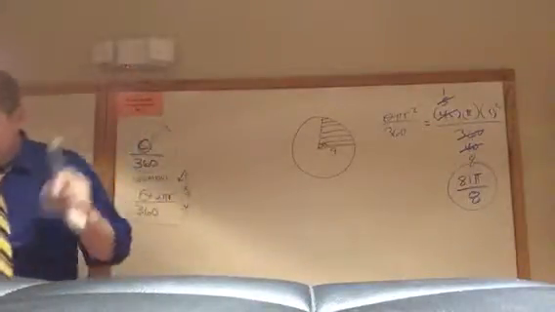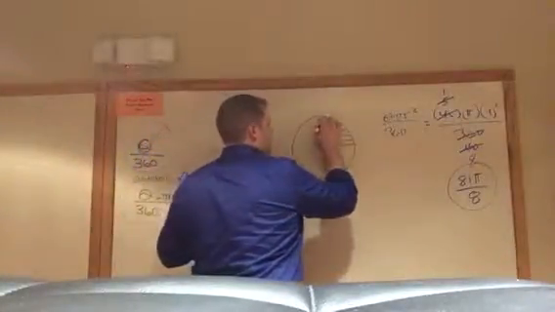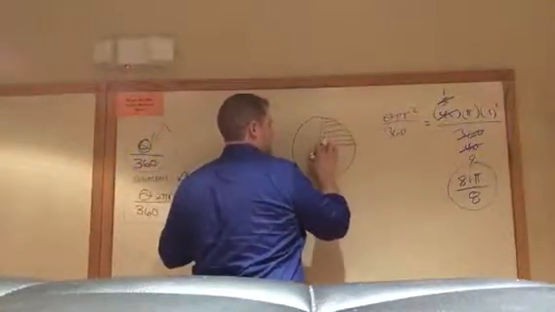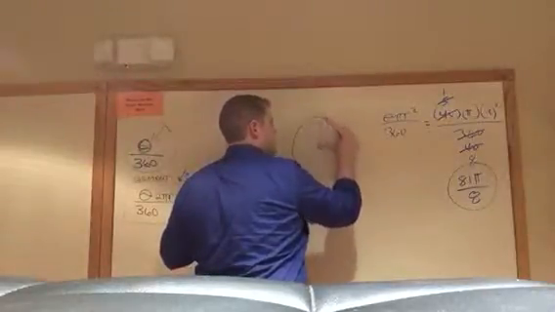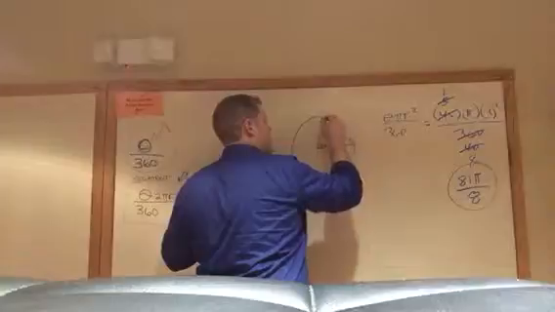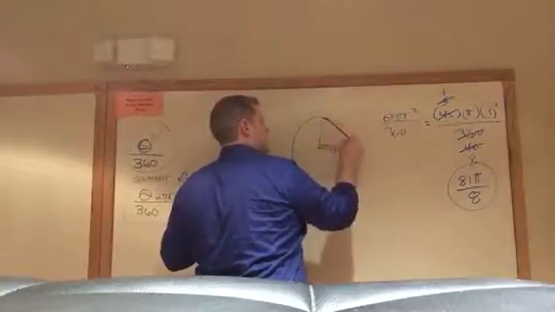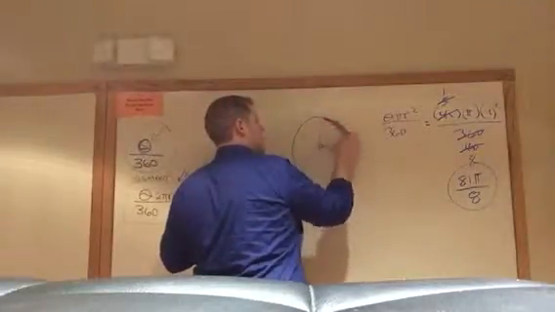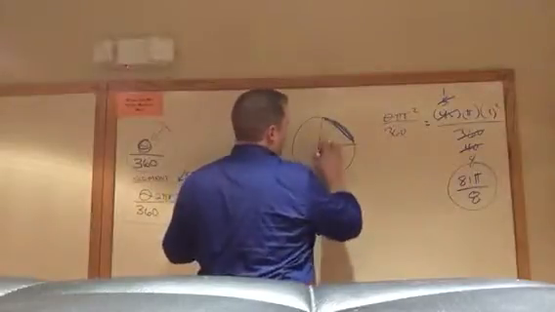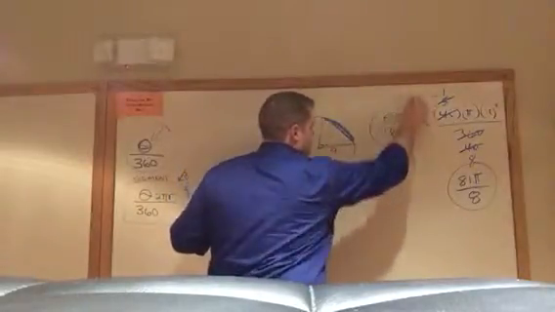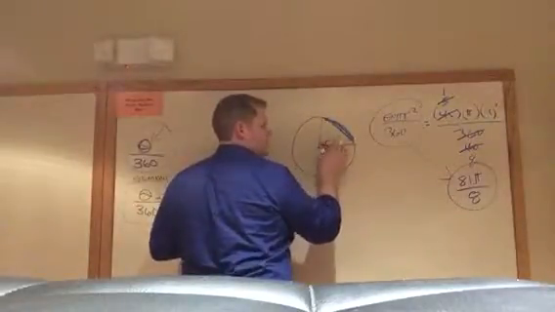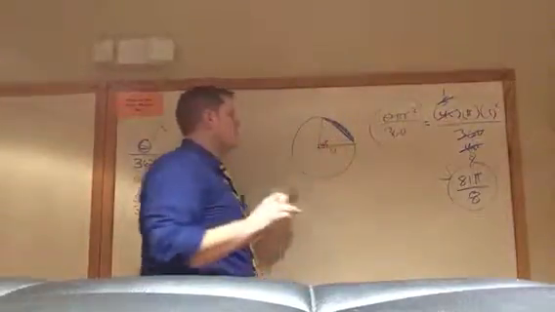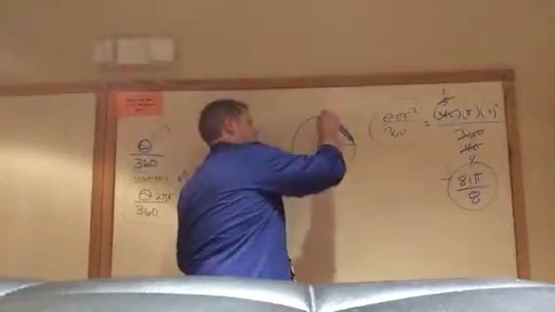So, let me ask you a question. How would I find the area, if I were to draw a chord, of just this? Well, I would find the whole entire area, which is this right here, and subtract what? I would subtract this triangle.